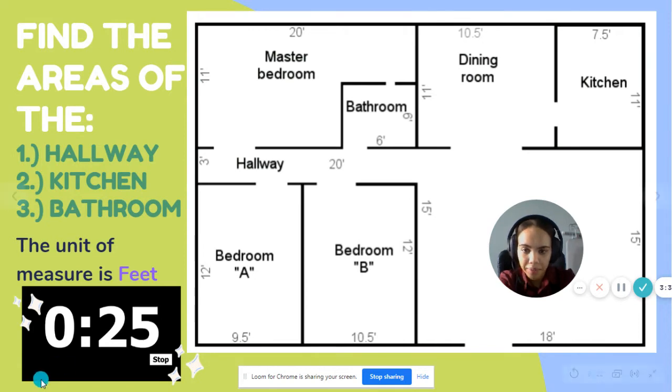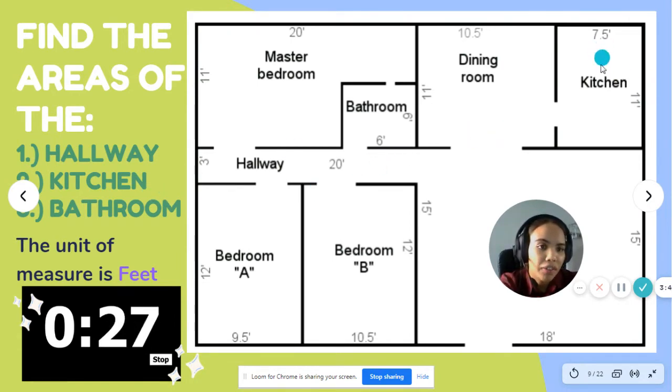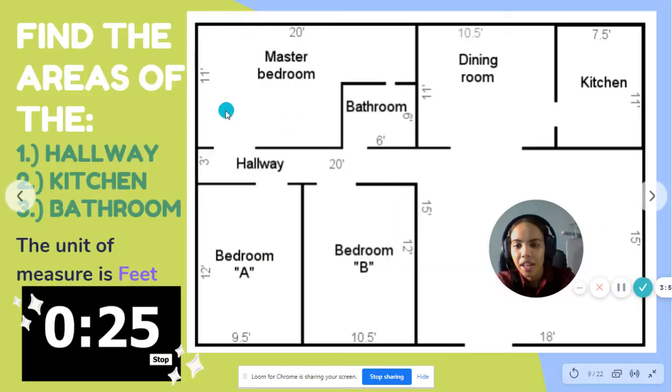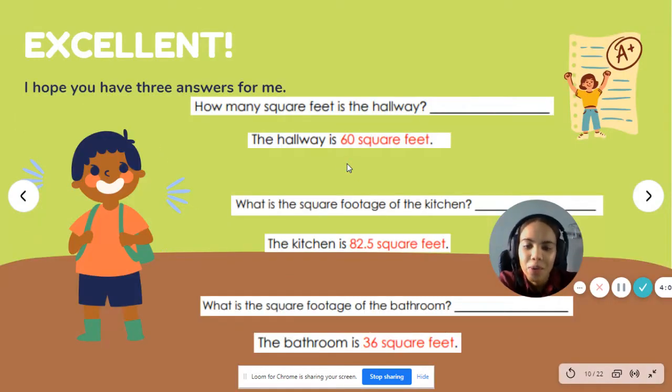So the hallway, very quickly, is 3 feet by 20 feet. The kitchen is 7.5 feet wide by 11 feet long. And the bathroom is 6 feet by 6 feet. So here we go. How many square feet is the hallway? If it's 3 times 20, that is 60 square feet.